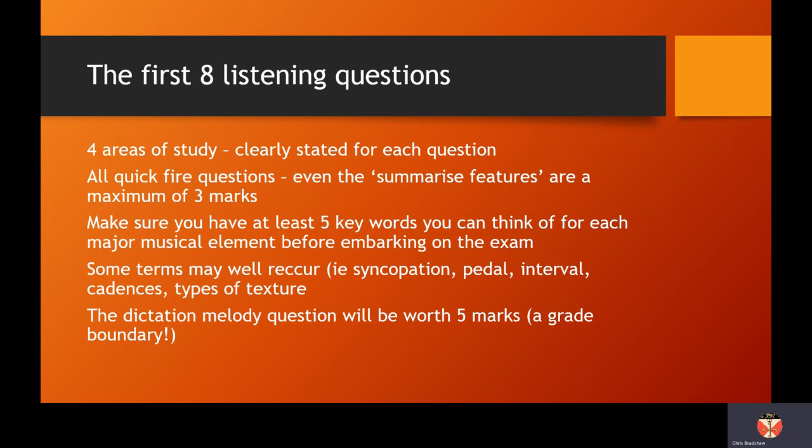Now, in terms of being able to be confident at answering questions, you need to be able to access about 5 keywords you can think of for each of the major musical elements. So melody, you'd be thinking conjunct, disjunct, stepwise, descending, ascending, repeated. If it's tonality, major, minor, modal, chromatic. And if you can think of 5 keywords for most of the elements, and texture obviously is quite easy, you're in with a much stronger chance overall when you come to any question. So that's one of the key revision things you need to think about.